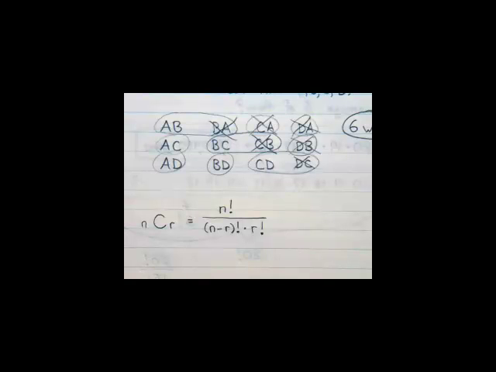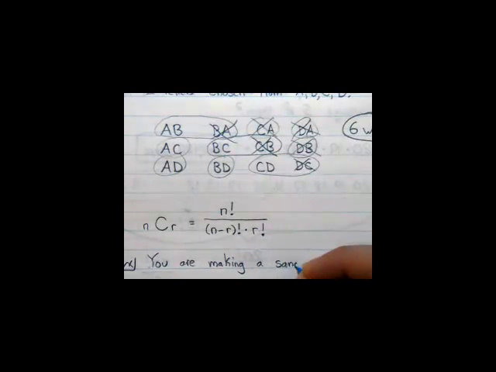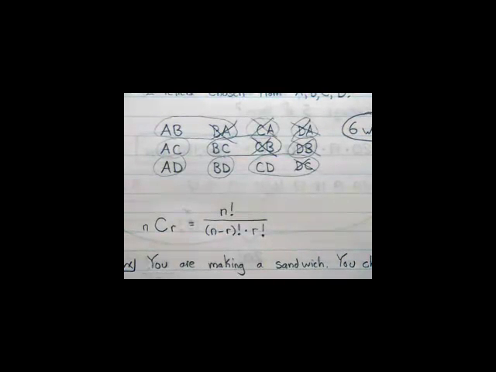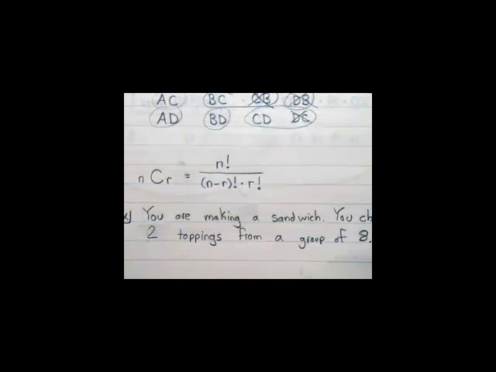So let's see. So let's say we're making a sandwich. You choose 2 toppings from a group of 8. How many sandwiches could you have?